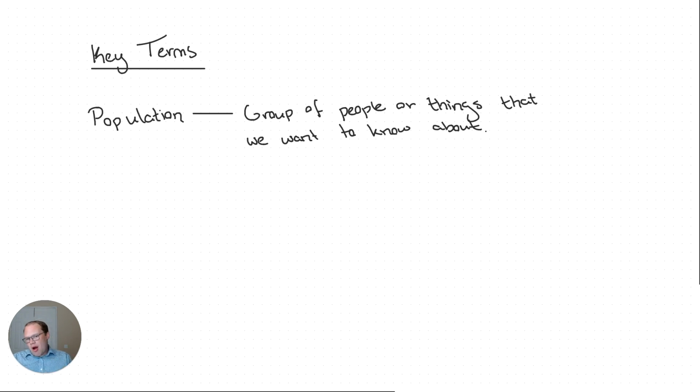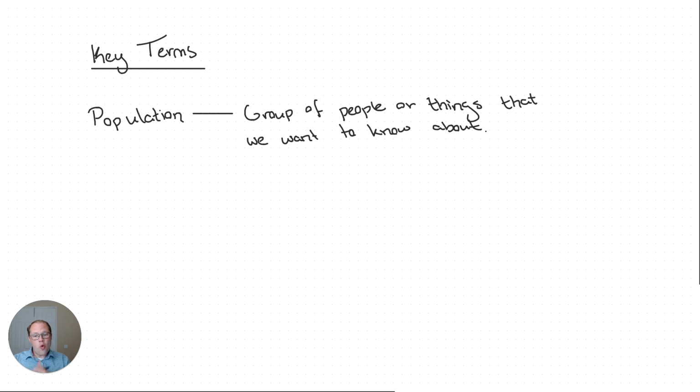There is a problem with studying a population, though. Often it is difficult in practice to actually study a population. Maybe it's too big. For example, if we want to know something about every person in the United States of America, about the whole population of people in the United States of America, there's over 300 million people in the United States. That's a lot of people to talk to and find out about.